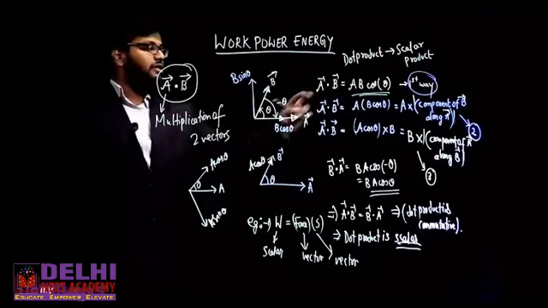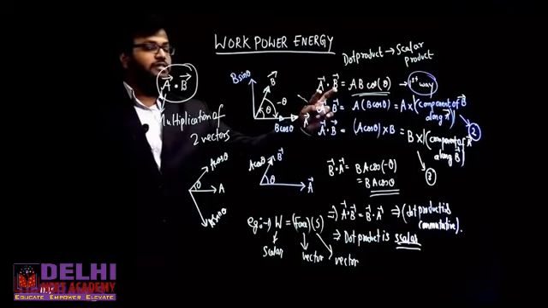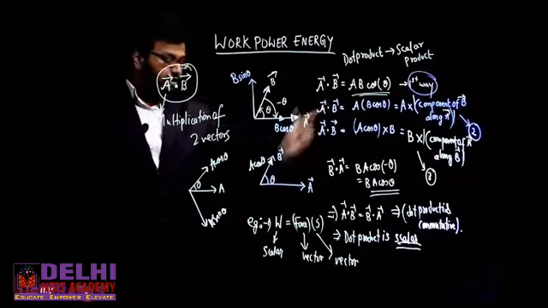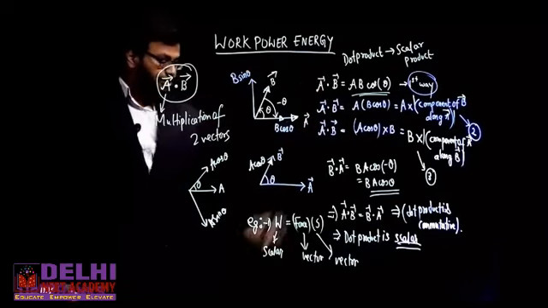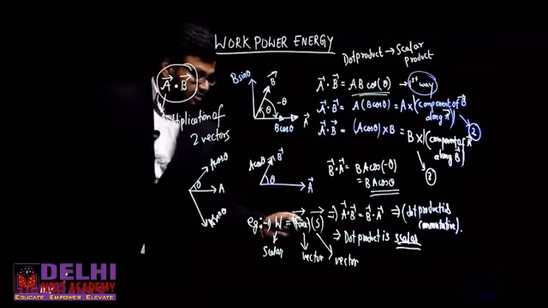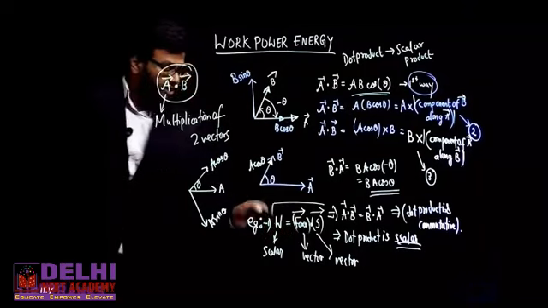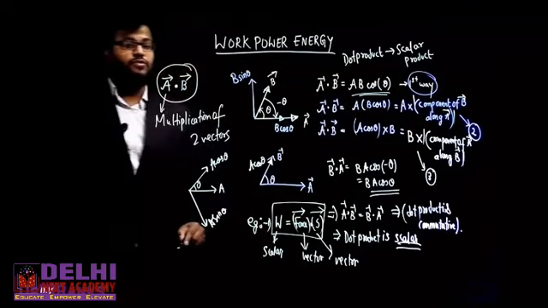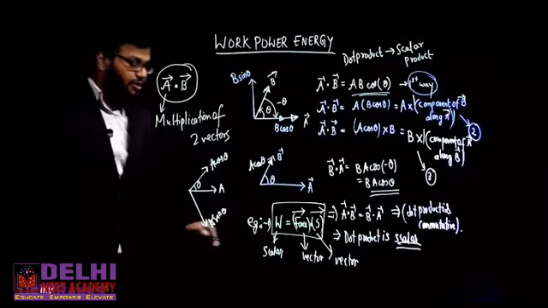So when can this be? I have two entities which are vectors, and if the final result is a scalar, then the multiplication should be a dot. So if I write in the vector form, it will be F dot S. So work done is nothing but the scalar product of force and displacement. So this is one result.